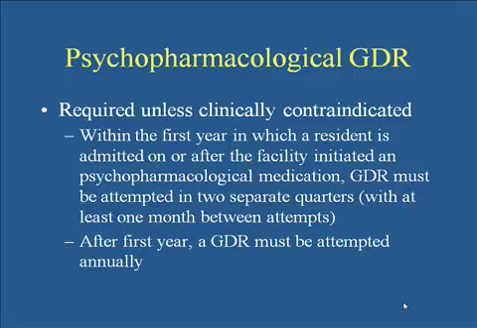Certainly we can have good clinical evidence and we can make a case for those individual residents that we feel would be quite dangerous, and we still can use that clinical judgment. But for the most part, all of these agents, we need to try a dose reduction within the first year. And it needs to be tried on 2 separate quarters with at least 1 month between. And this sounds a little bit familiar because it's very similar to the set of hypnotics. And then after that, it needs to be attempted at least annually.